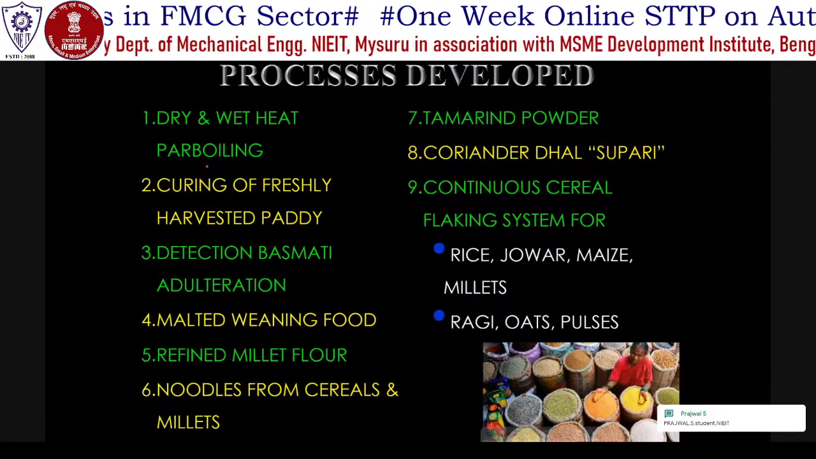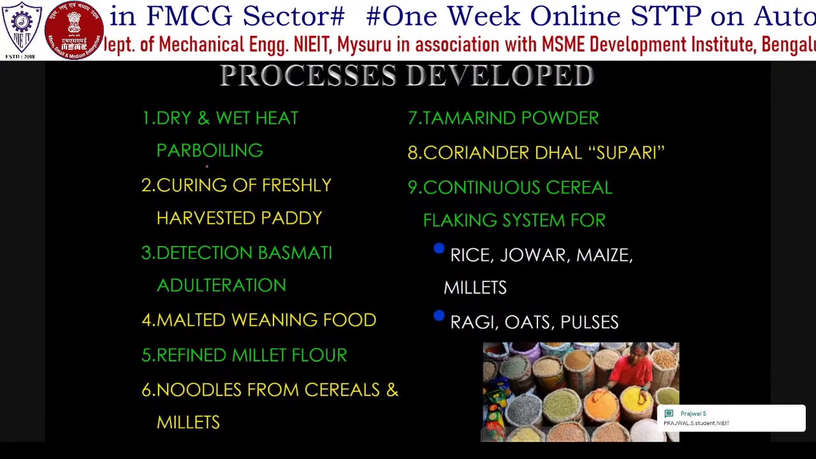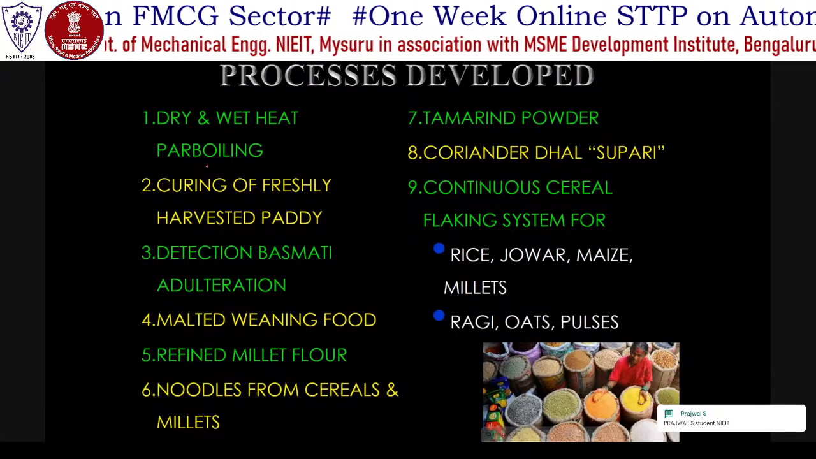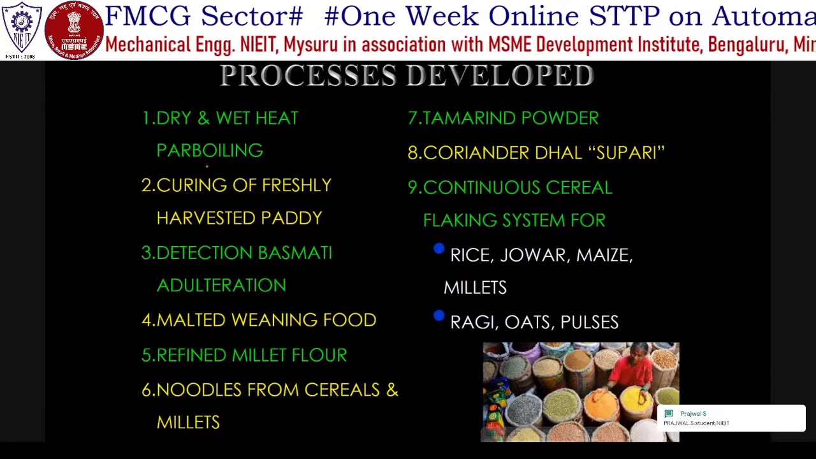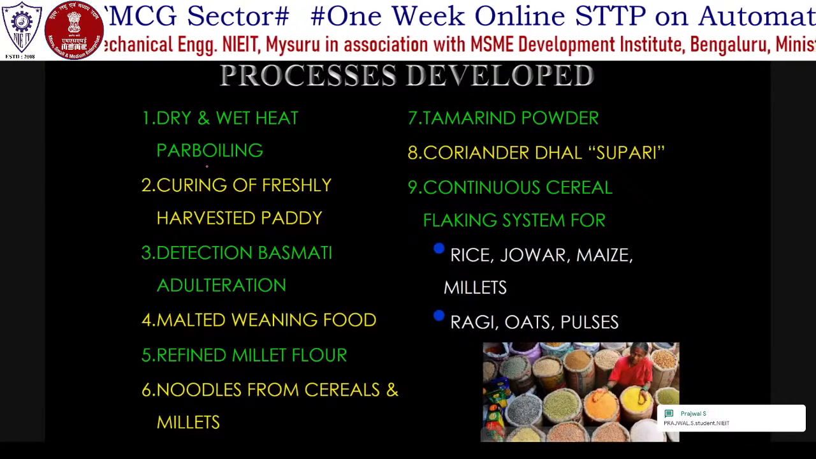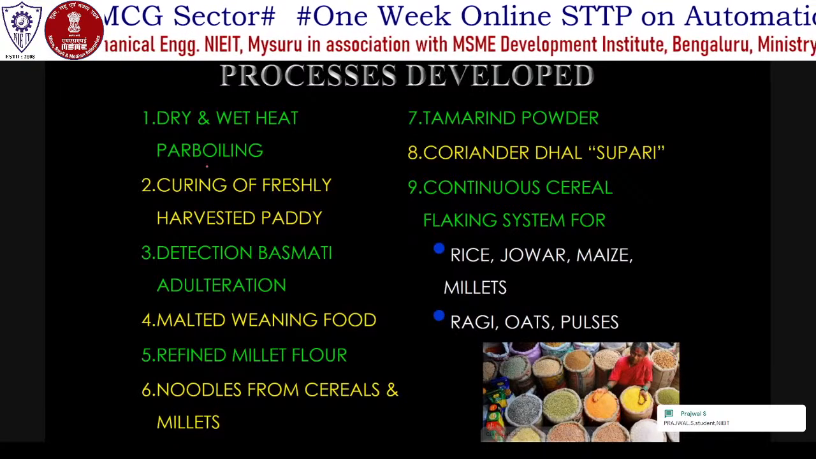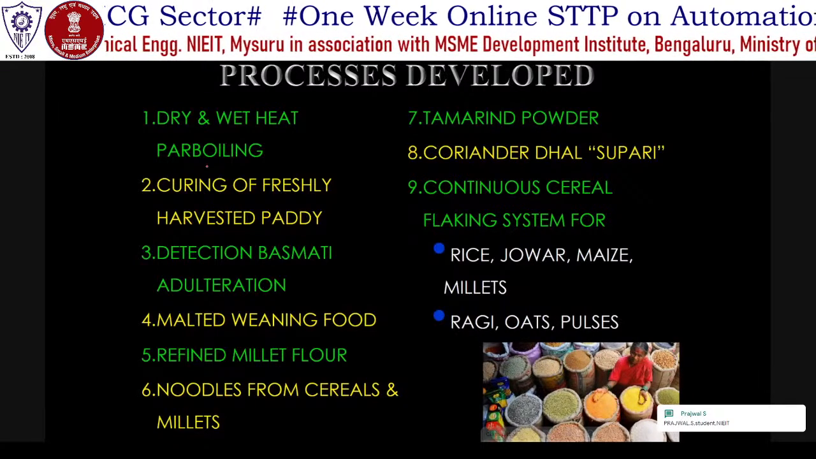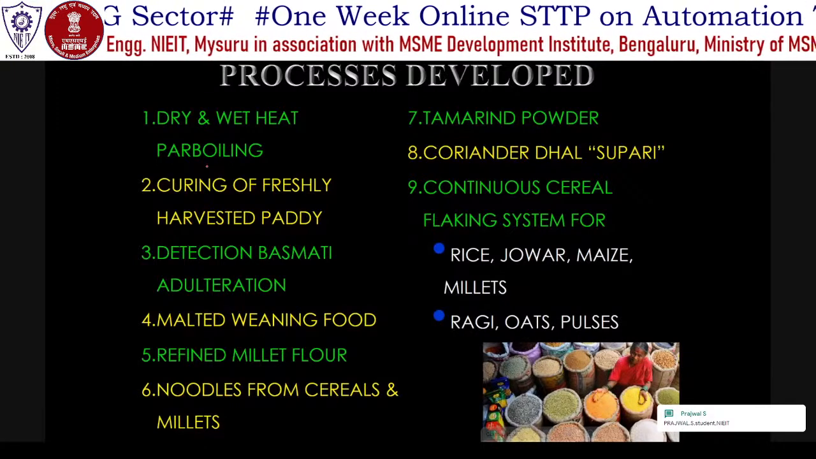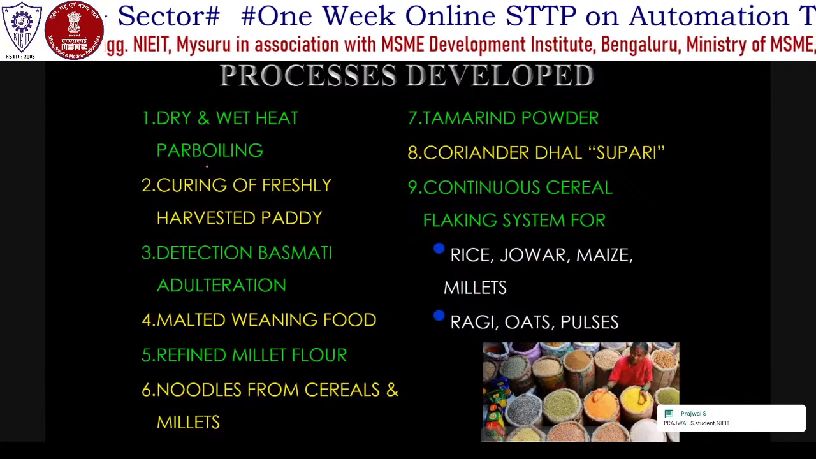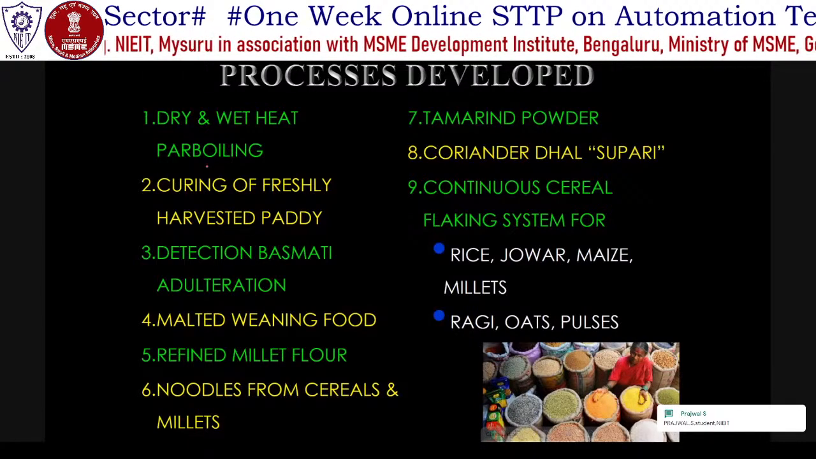And then you must have seen, if you have eaten this mouth freshener, Pan or Bombay, there is one dal there. It is nothing but your coriander dal, right? So coriander is a dicotyledon, and that is put into the supari. Flaking systems today, you have rice, jowar, maize, millets, oats, pulses, anything. You name the grain, I'll convert it into flakes.